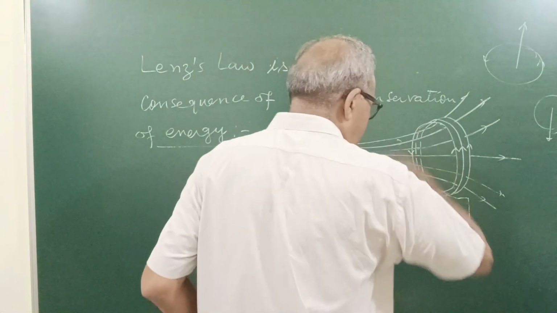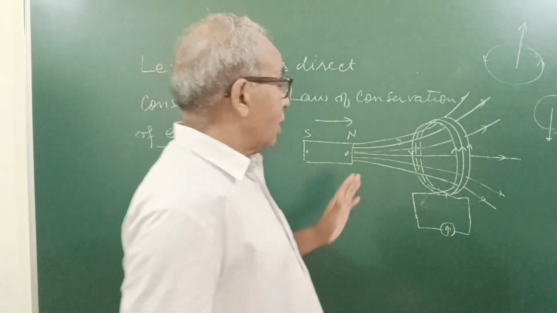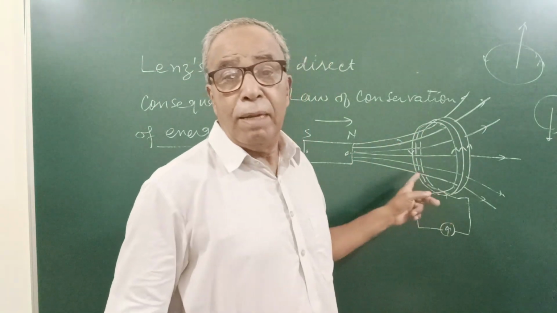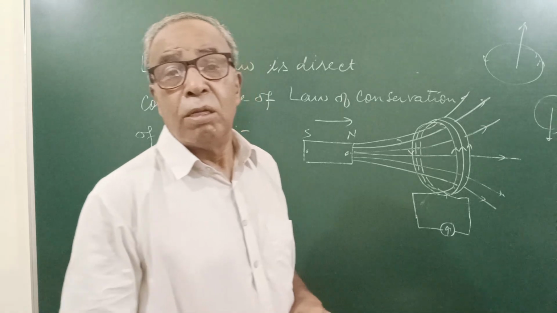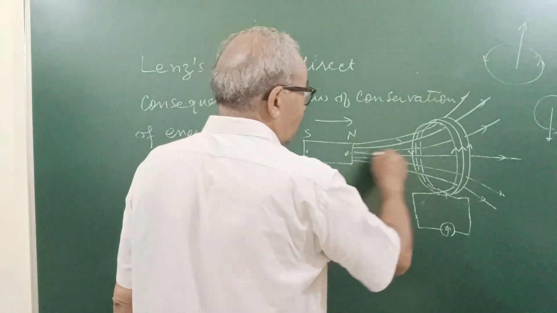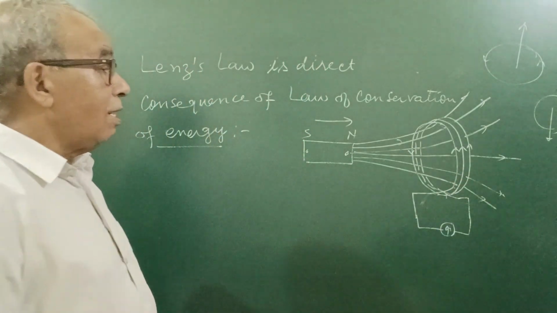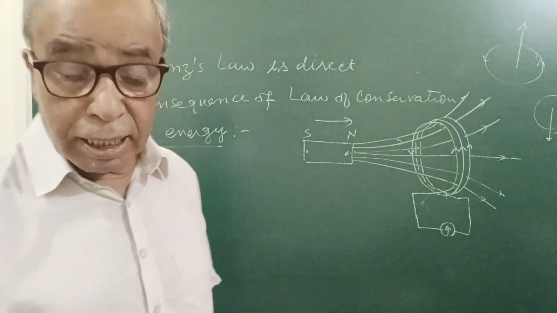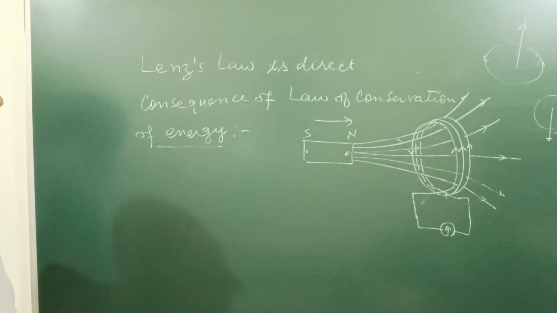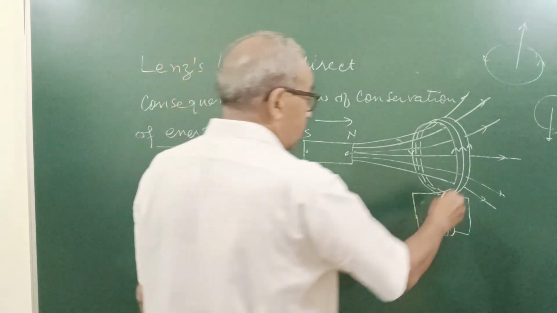Suppose the loop is fixed here. Anyhow, current will flow only either clockwise or anti-clockwise. If current flows clockwise, then what will happen? A south pole will develop there, which will attract the magnet by itself, and then energy is created by itself, which does not take place. This is against the law of conservation of energy. That way, here we can say that Lenz's law is a consequence of the law of conservation of energy.